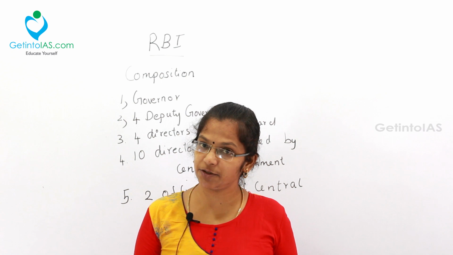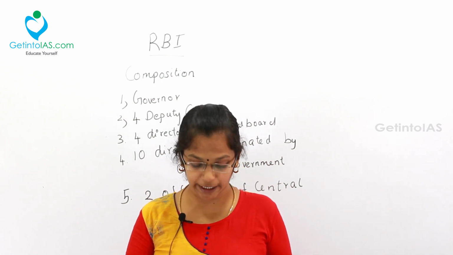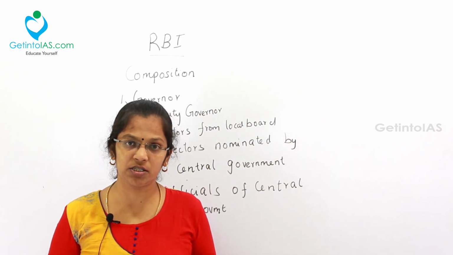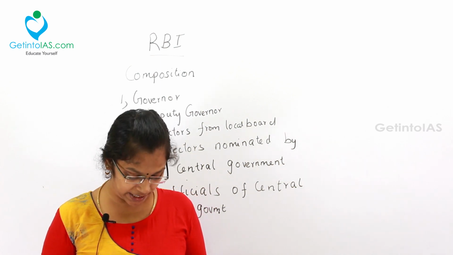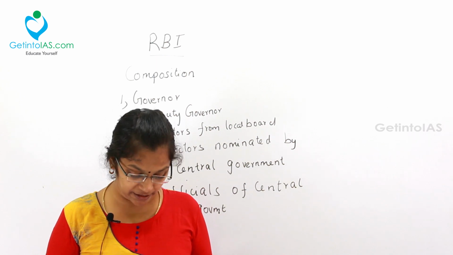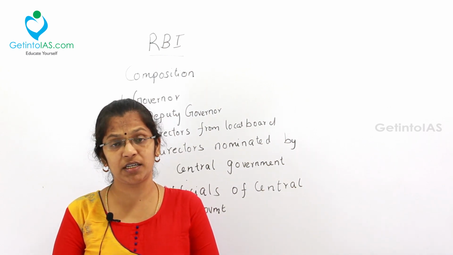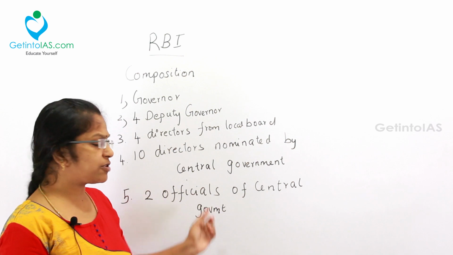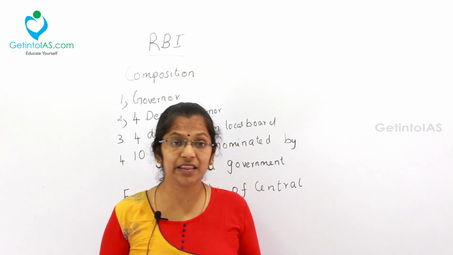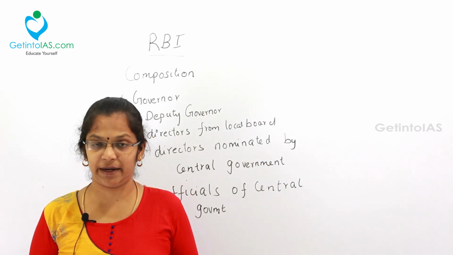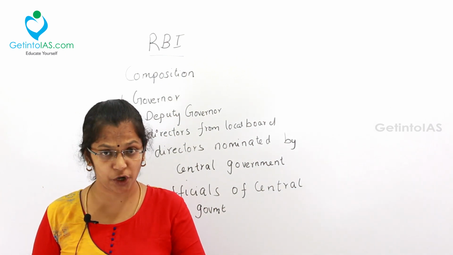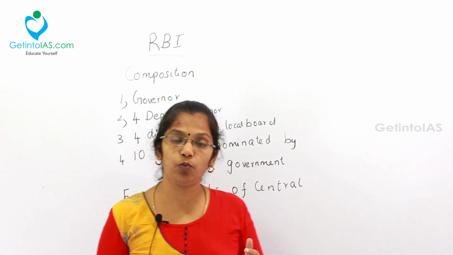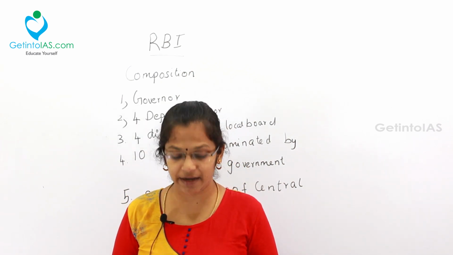The 4 directors from the local board have a tenure of 4 years and are eligible for re-election. The 10 directors nominated by the central government also have a tenure of 4 years and are also eligible for re-election. And the 2 officials of the central government are under the pleasure of the government. They don't have any specific tenure, and they can also be re-elected. The main point you have to notice is that they don't have any voting rights.